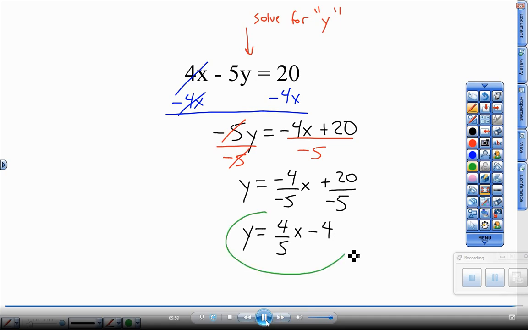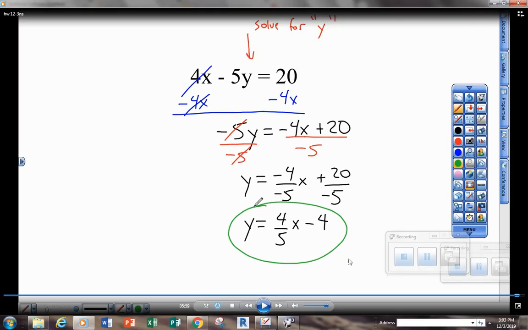If I was to graph that, that would be at negative 4 on the y-axis, and then my run is 5, rise is 4. Right 5, up 4 from negative 4 on the y-axis. Write this, show it to me. Good luck.